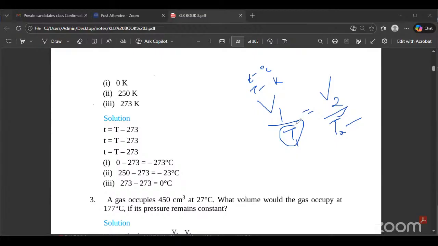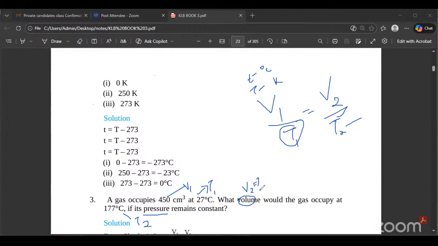Kelvin. Very important. Now, a gas occupies 450 centimeters cube at 27 degrees Celsius. What volume would the gas occupy at 177 degrees if the pressure remains constant? Don't forget how we stated that law. So the pressure is constant. So we just have to identify. This one is volume 1. This one is temperature 1. This one is temperature 2. So we are looking for this volume, V2.